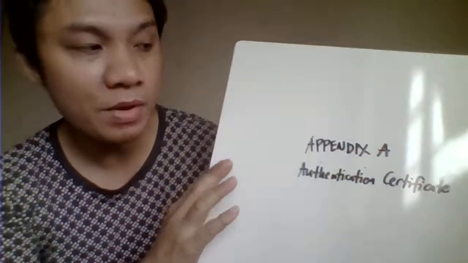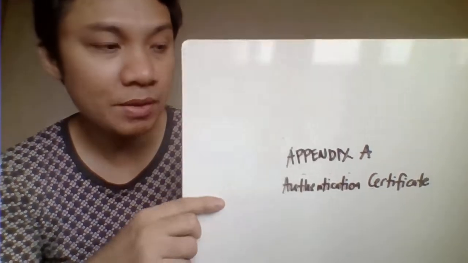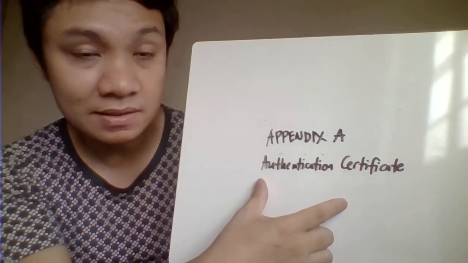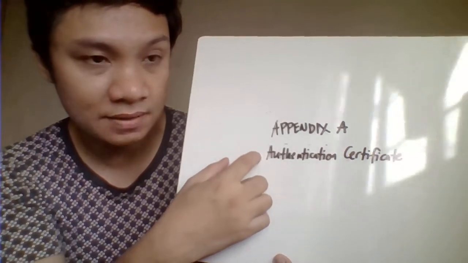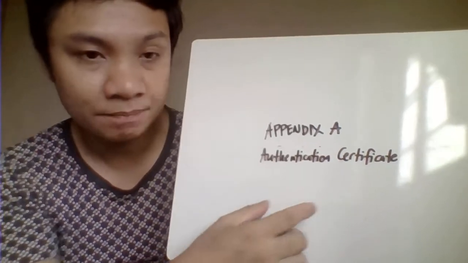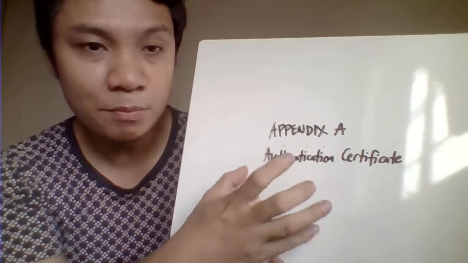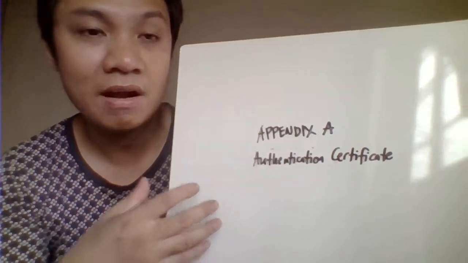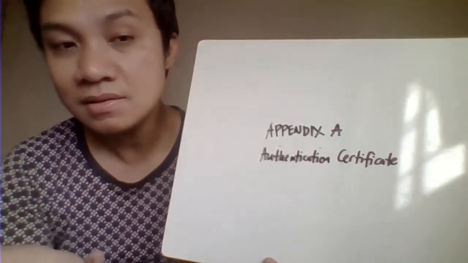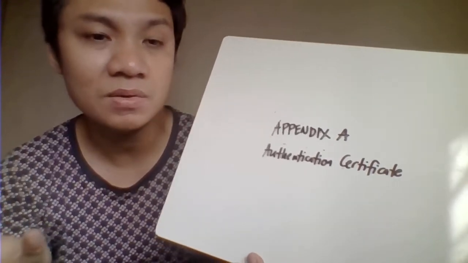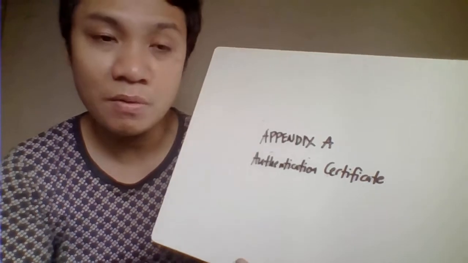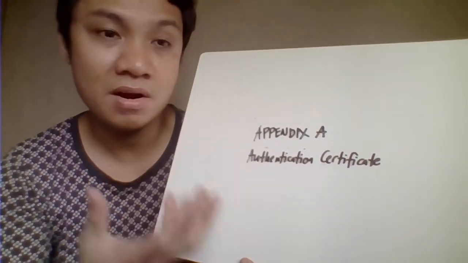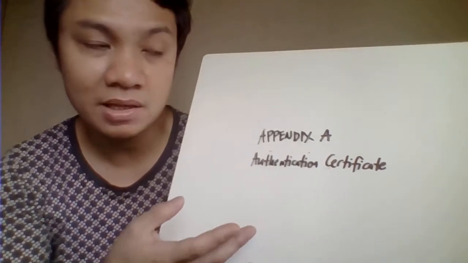The next page is your Appendix A, written in all caps. The content, like the authentication certificate, should be written with capital and small letters. Then what you're going to put there is the scanned authentication certificate coming from the Bureau of Plant Industry or from the Bureau of Animal Industry, or wherever you have authenticated your plants or whatever your product is.